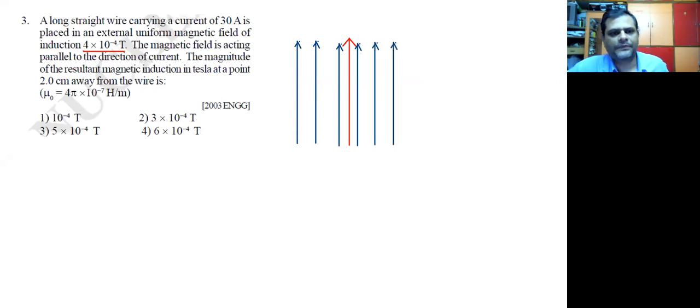Yes. Now the magnitude of resultant magnetic induction in Tesla at a point which is 2.0 centimeter away from the wire. Yes, that means there is a point which is at a distance of 0.2 centimeter from the wire. That means suppose it is this point here. ये वाला point है यहाँ पे, जहाँ पे जिसका distance 0.2 सेंटीमीटर है इस वायर से. तो इस पॉइंट के ऊपर का रिजल्टेंट मैग्नेटिक इंडक्शन हमको ढूंढ के निकालना है.